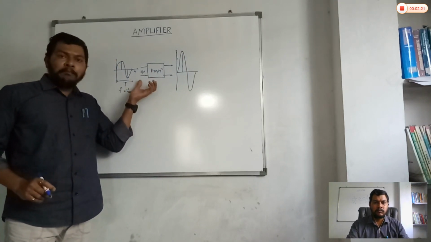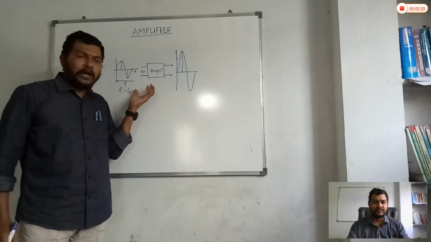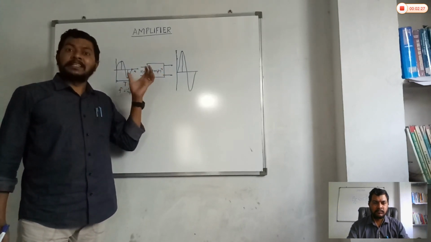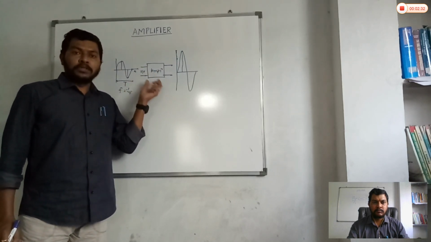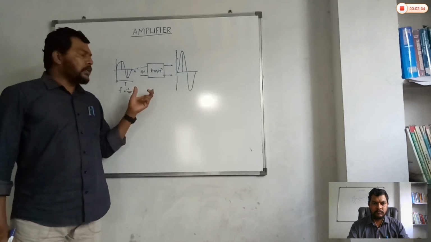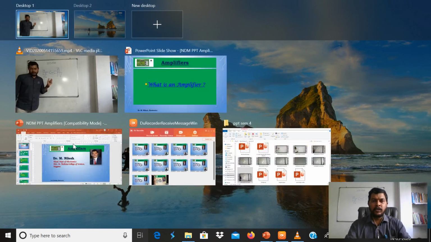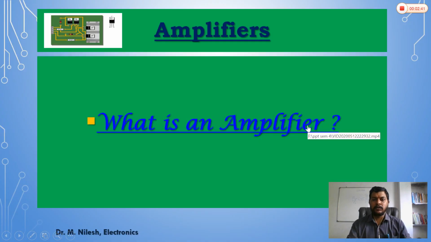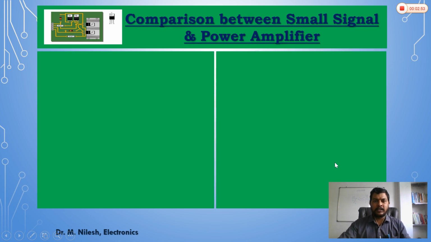Now, if the amplifier amplifies the current, then it is called a current amplifier. If it amplifies the voltage, then it is called a voltage amplifier. And if it amplifies both current as well as voltage, then it is called a power amplifier. So friends, this was the simple definition of an amplifier, and the next one is the types of amplifiers. There are two types of amplifiers. The first one is the small signal amplifier, and the second one is the large signal amplifier.